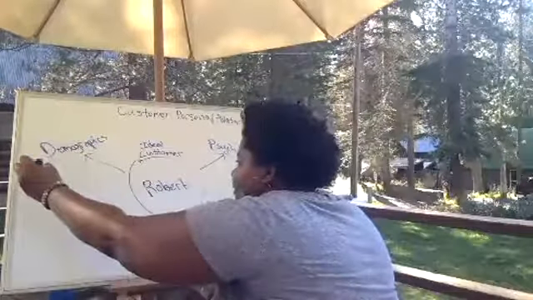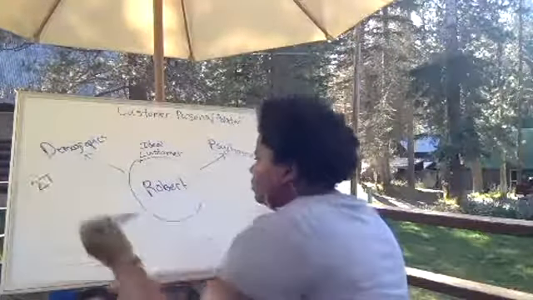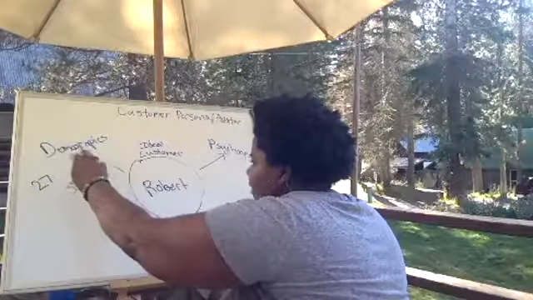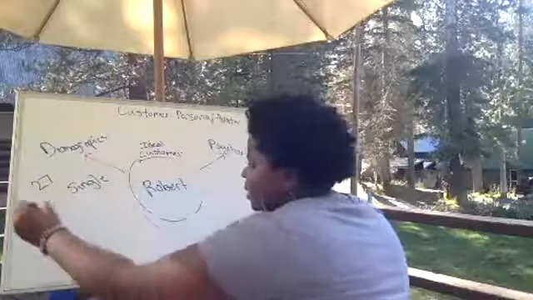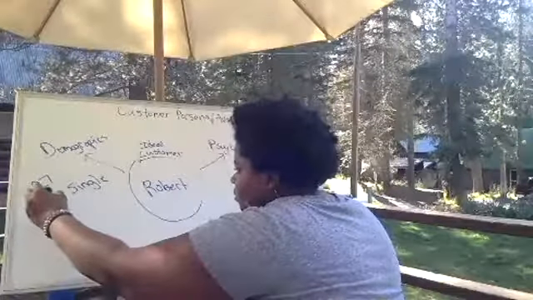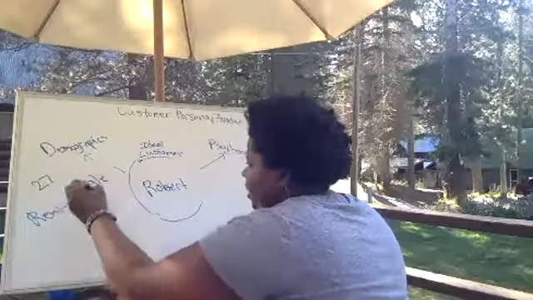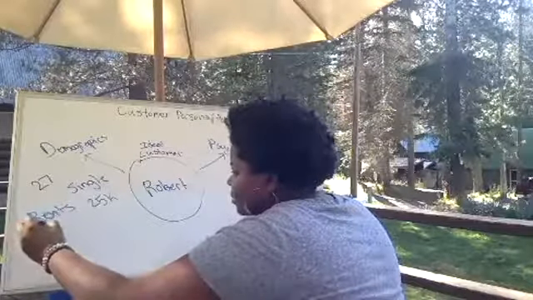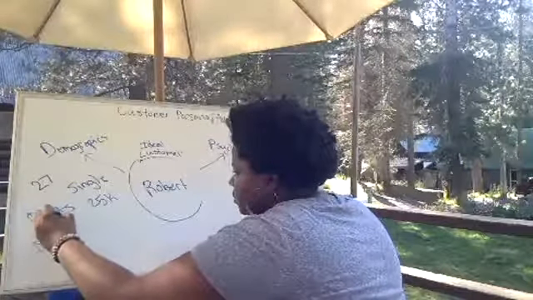Robert is 27. He's single. He's never been married. So single, he rents. He makes $25K a year. No kids. All right.